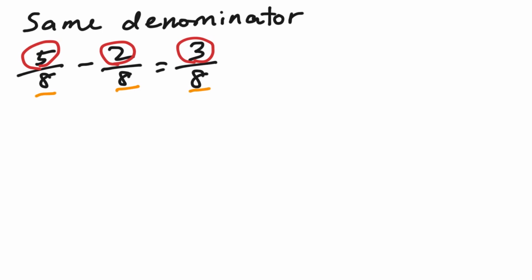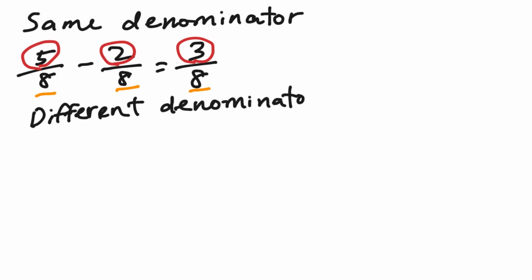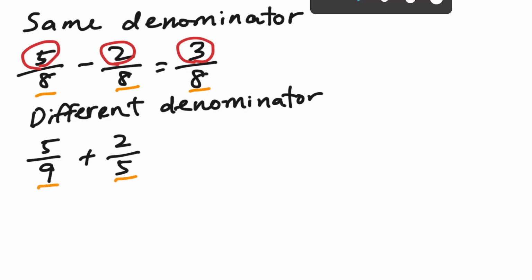Now let's try a different question, but we're going to use different denominators. Okay, the example would be 5 over 9 plus 2 over 5. Now here we see that the denominators are not the same. So what we need to do is make them the same.